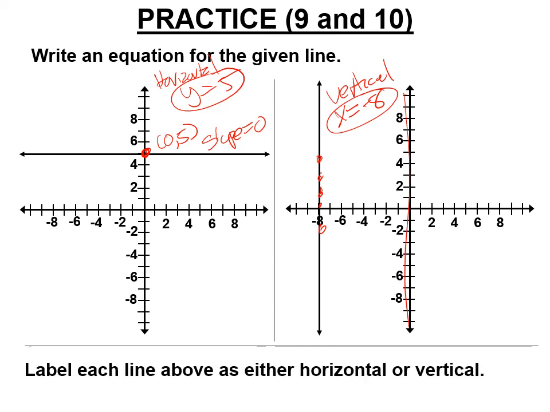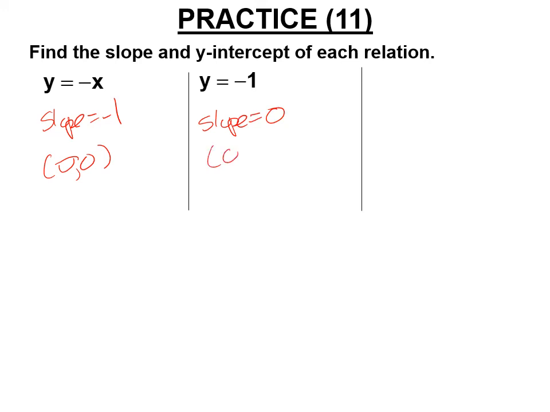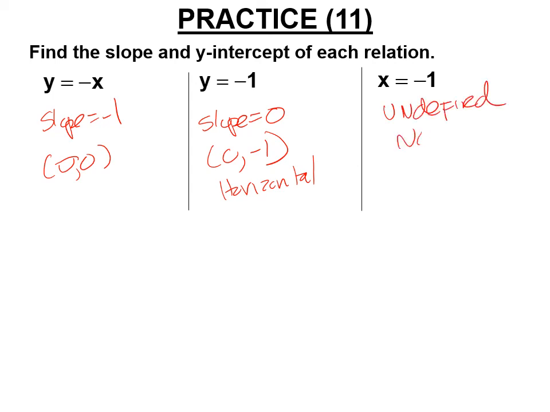I already labeled them horizontal and vertical. All right, slope of that one, -1. Where's the y-intercept? Oh, it's (0, 0). That's why it's not there. Very different. What's the slope of that? 0. What's the y-intercept? (0, -1). All right, this is horizontal. Okay, what's the slope of that? It's undefined. No y-intercept.